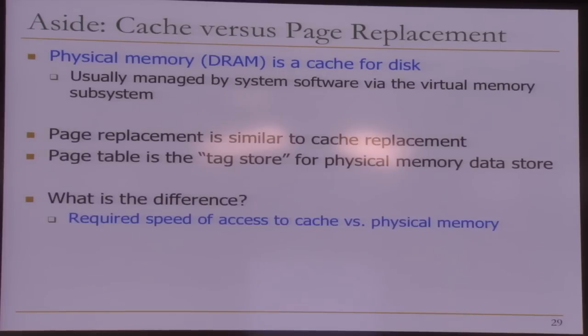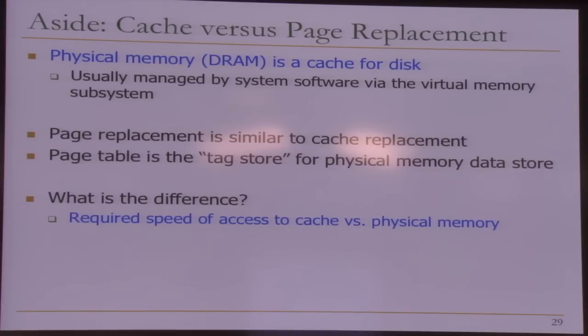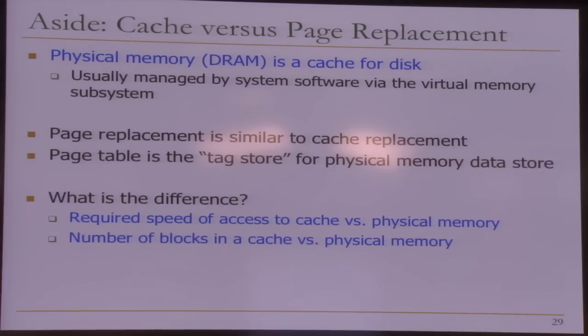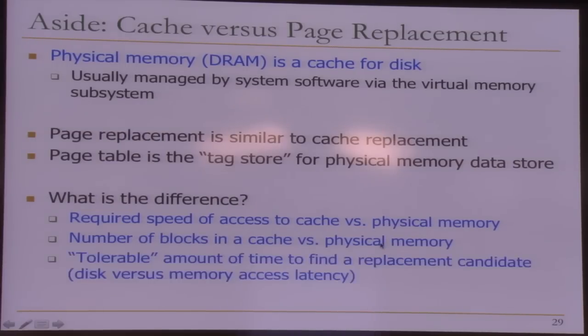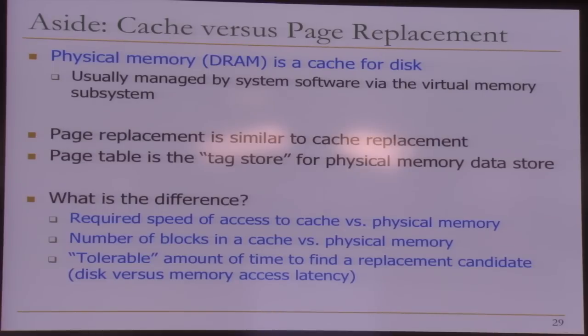And there are differences, obviously. Required speed of access to the cache is usually much faster. For example, at the L1 cache, you want the access to be one cycle, ideally, as we've discussed. Whereas physical memory, when it's a cache for a disk, can take a long time, which means that the policies that you implement can be more complicated here, right? The number of blocks in a cache is usually much smaller than the number of blocks in the physical memory. If you want to find a replacement candidate, in this case, within four ways, let's say, you want to do that relatively quickly, right?